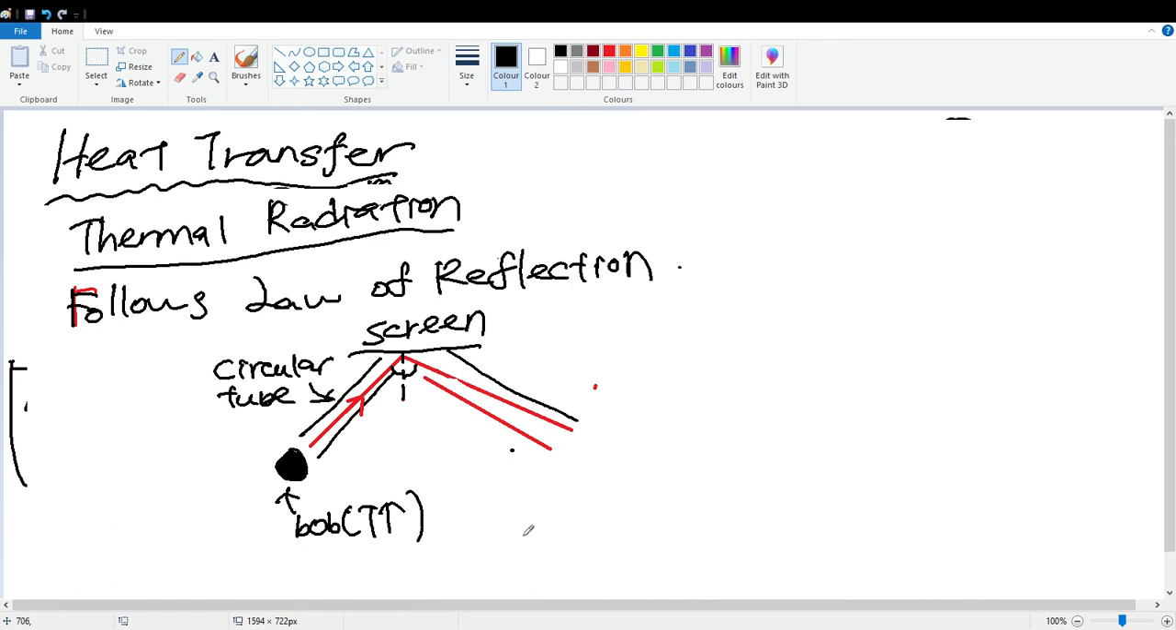So let's say for another part, I have a galvanometer and a wire. This small wire is called the thermopile. This thermopile is used to detect the thermal radiation.